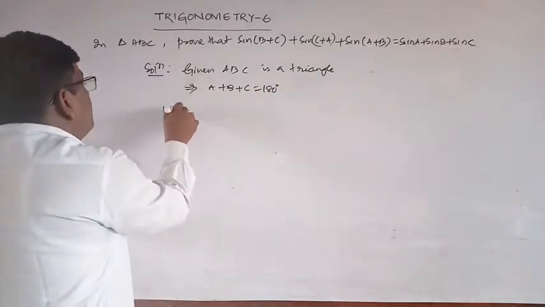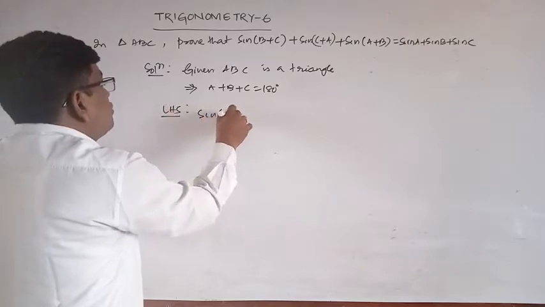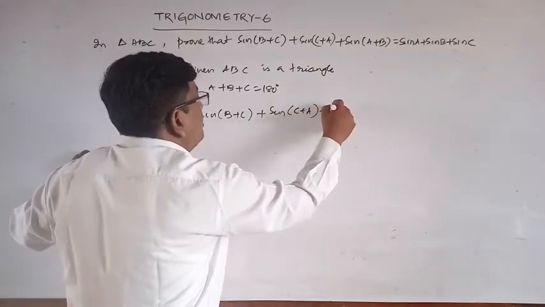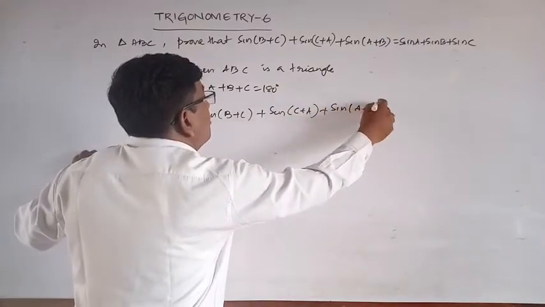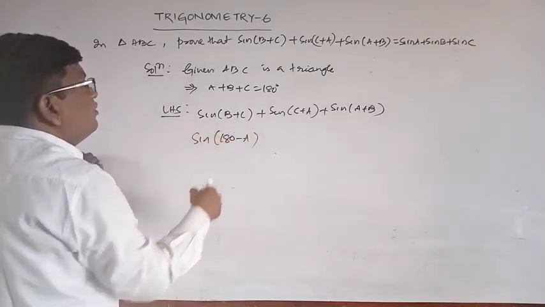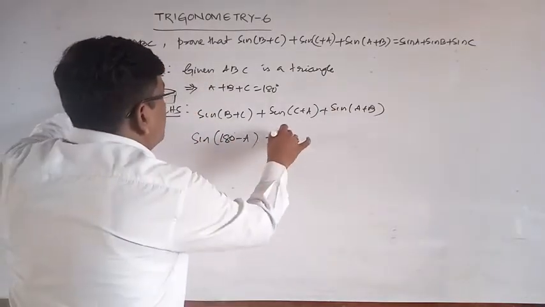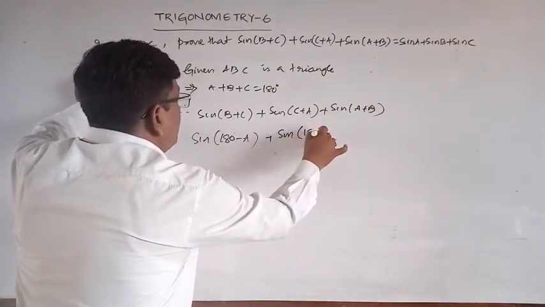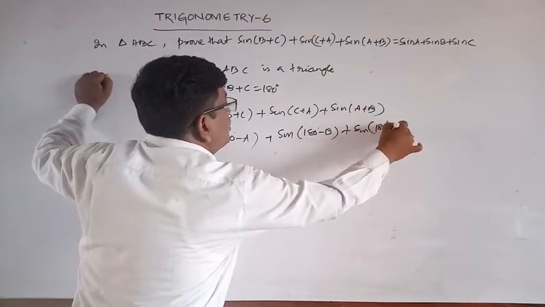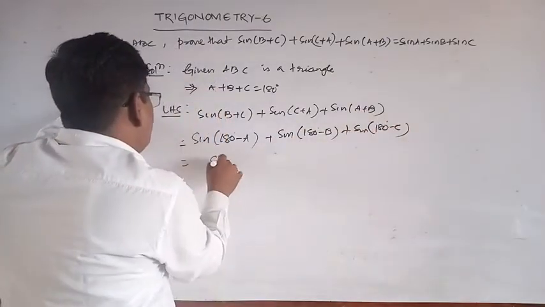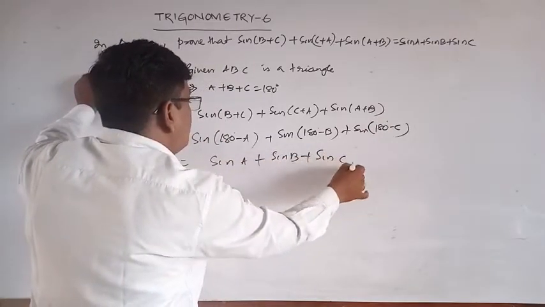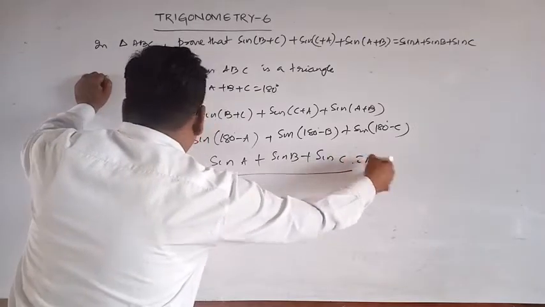Left hand side: sin(B+C) + sin(C+A) + sin(A+B). Sin(B+C) means sin(180 degrees minus A), since B + C is equal to 180 minus A. Sin(C+A) means sin(180 degrees minus B), and sin(A+B) is sin(180 degrees minus C). So this is equal to sin A + sin B + sin C. This is the RHS. Now another question.